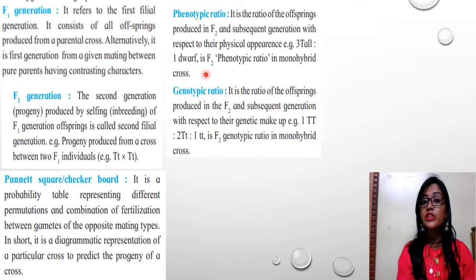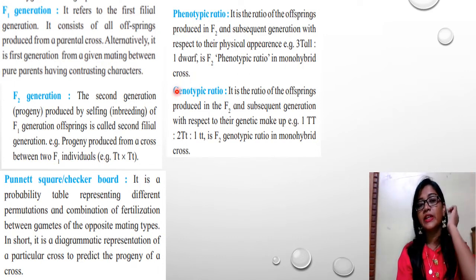What is a phenotypic ratio? It is the ratio of the offsprings produced in F2 and subsequent generation with respect to their physical appearance, that is 3 tall, 1 dwarf plant, in F2 phenotypic ratio in monohybrid cross. We have studied it.